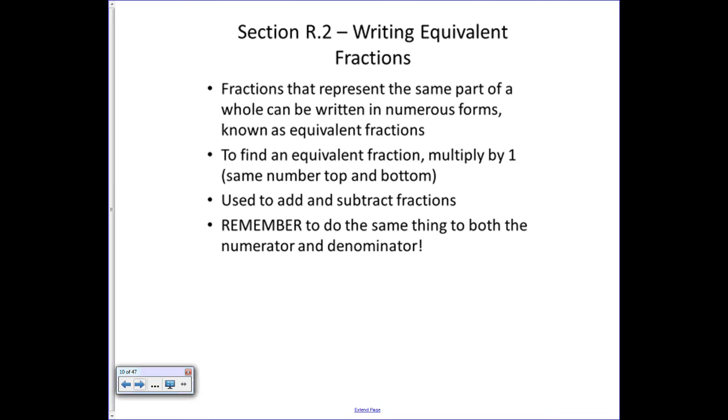So one thing that we need to be able to do is write an equivalent fraction. Fractions that represent the same part of the whole but are written in different forms are known as equivalent fractions. To find an equivalent fraction, we're going to multiply by 1, but we're going to multiply by a special 1. It's going to be based on the problem, but remember that we can write 1 as 3 over 3, or 7 over 7. Okay, so we're going to multiply by the same number top and bottom, and essentially that is the same as multiplying by 1. We're going to use this to add and subtract fractions. Okay, and then just remember to always do the same thing to the numerator and the denominator.